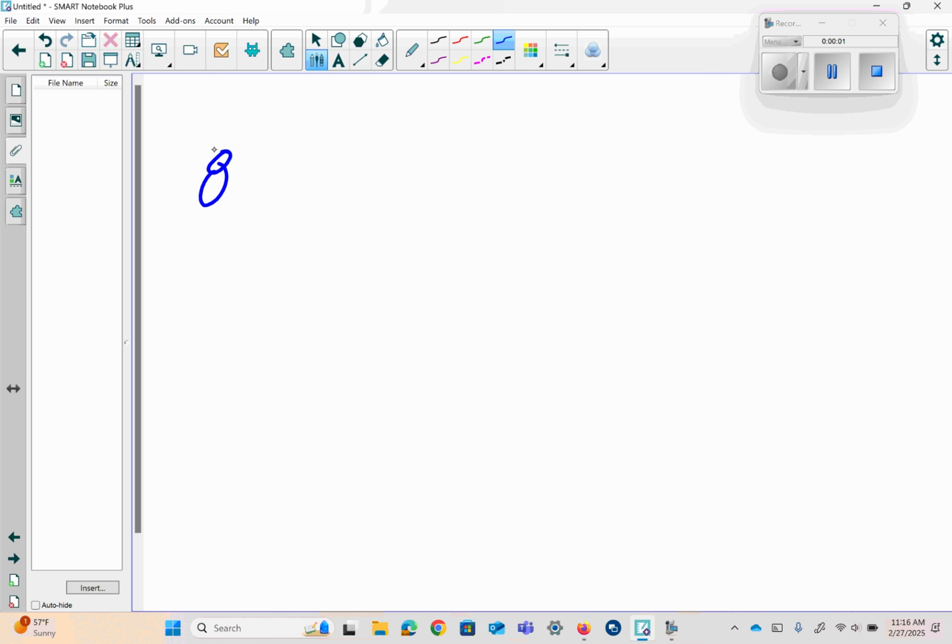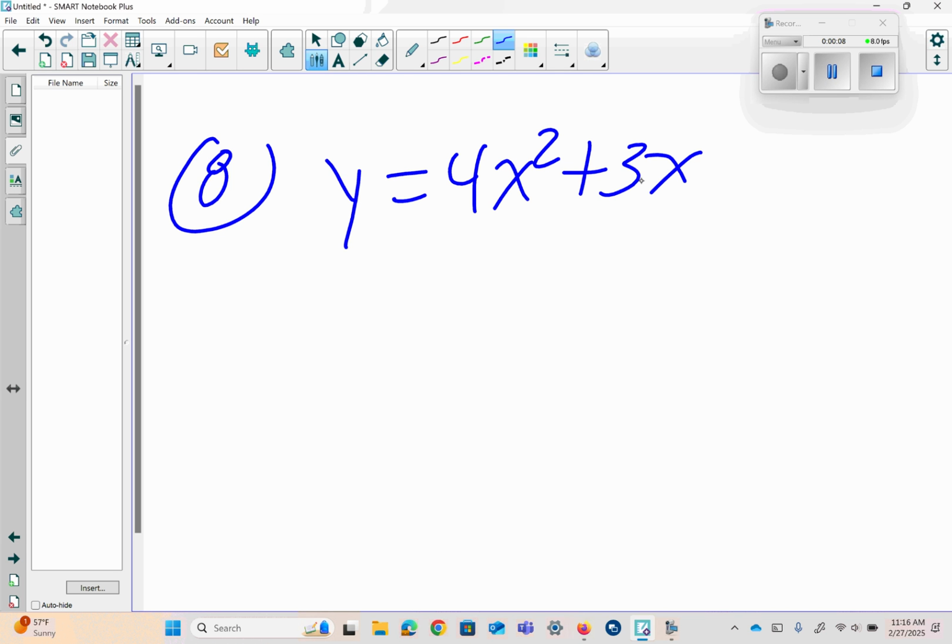As number 8 says, we have this as our function. It says find the slope. So if I find the slope, how do I find the slope? What do I have to do to find the slope? I have to find the derivative first.